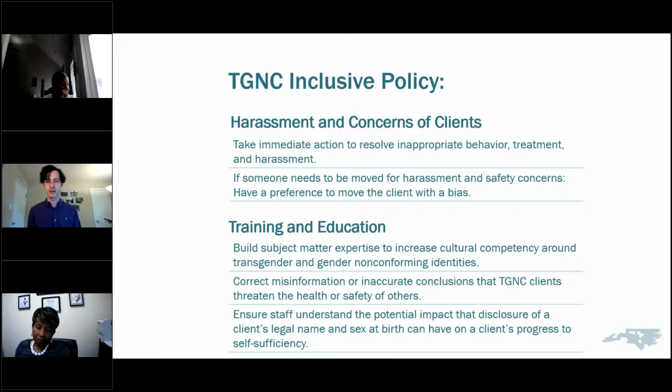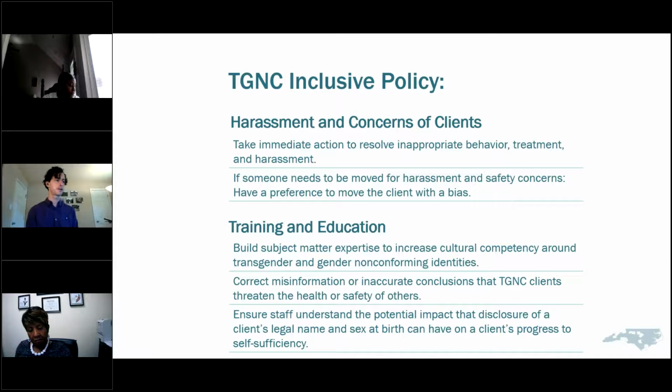So it's really, really important to leverage trauma-informed care strategies and create a safe and responsive environment for people who are trans or gender nonconforming. So we ask that you take immediate action to resolve inappropriate behaviors, treatment, and harassment. And if someone needs to be moved for harassment or safety concerns, have a preference to move the client with the bias. You don't need to isolate someone who is experiencing harassment. You should work to address the safety concern by addressing the person who is causing the harassment.